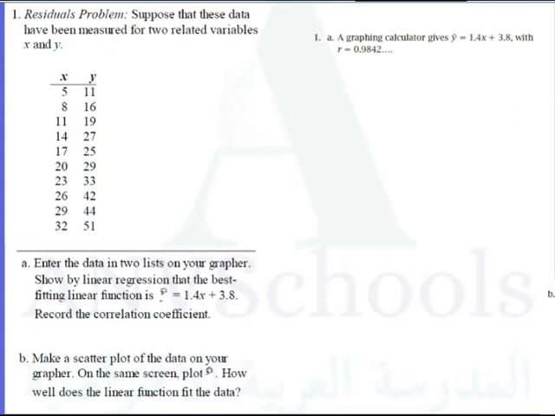So for graphing, the answer here is, of course, we must have a grapher. If we don't have a grapher, then the thing that we could do is do it by statistical data or statistical analysis, but that will take us quite a long time. If we have a graphing calculator, it will give us y equals 1.4x plus 3.8 for the regression line, with the correlation coefficient at 0.9842.